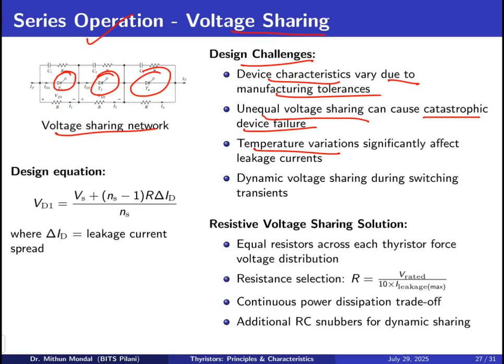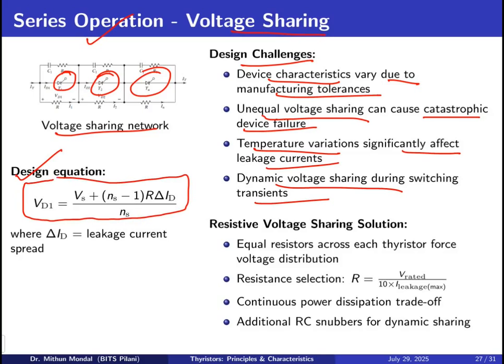The temperature also plays an important role because it significantly affects the leakage current and dynamic voltage sharing during the switching transient. So the design equation is the voltage across the thyristor 1 depending upon the number of such thyristors connected, NS, and delta ID being the leakage current here.